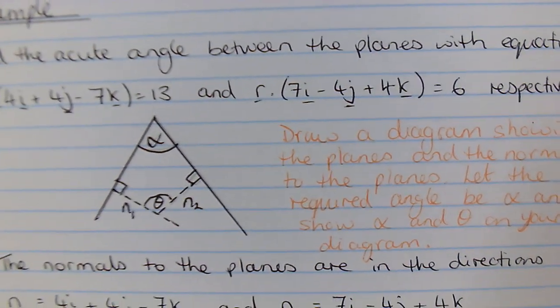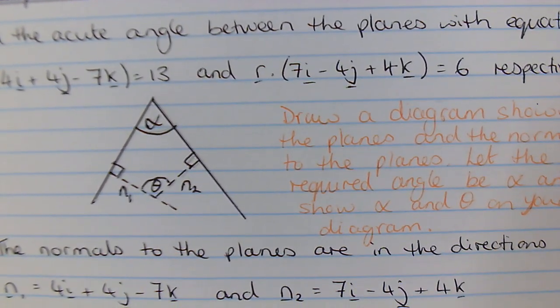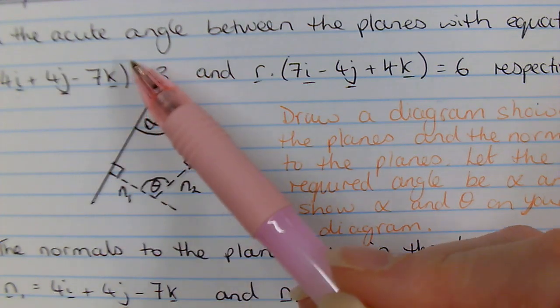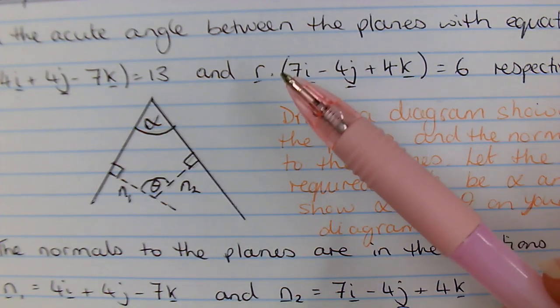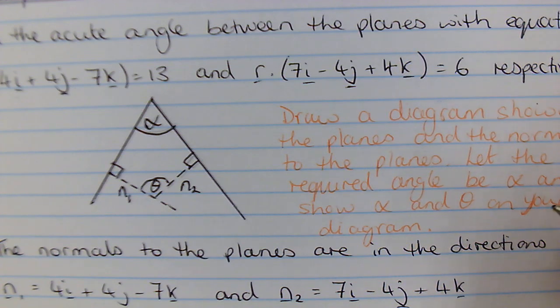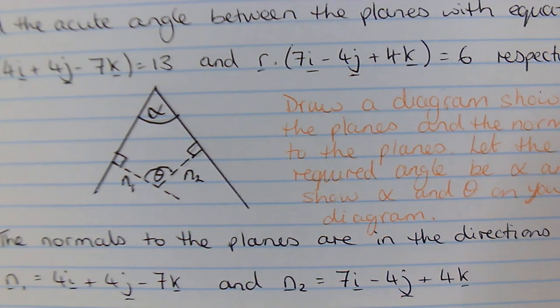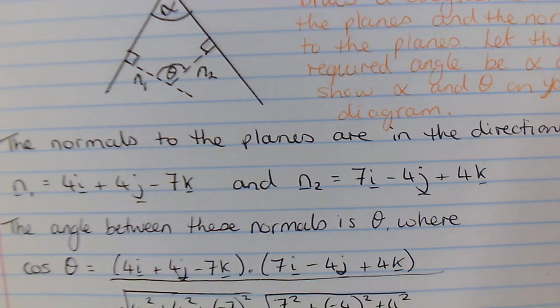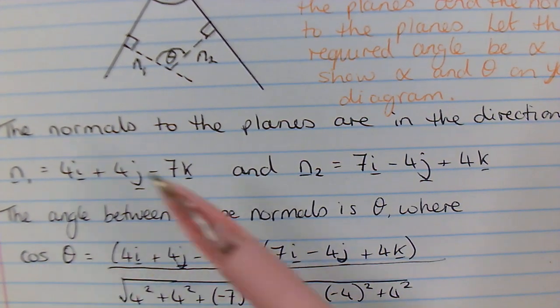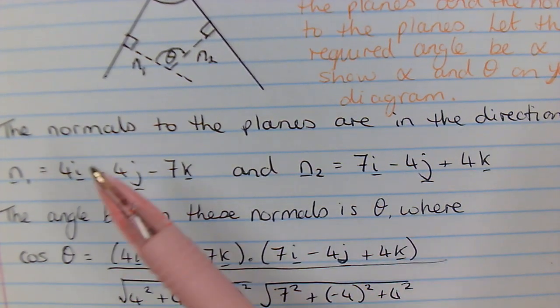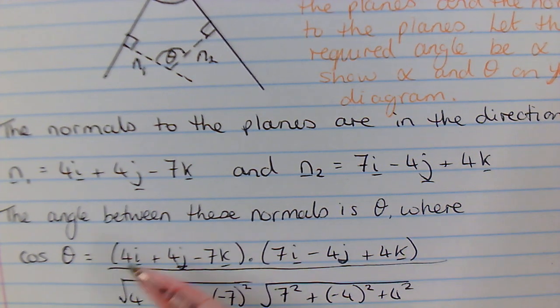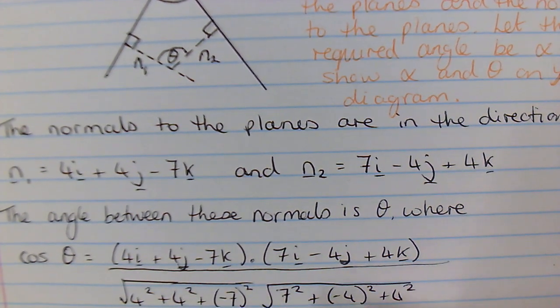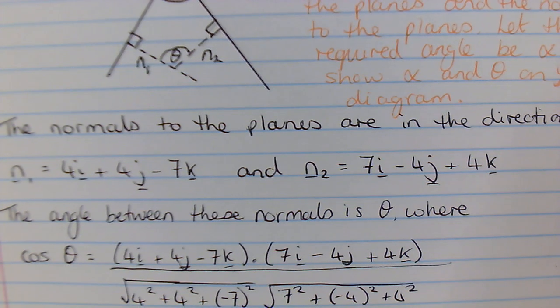So we can then write out, like we've just said, normal 1 would be 4i plus 4j minus 7k, and normal 2 is 7i minus 4j plus 4k. And using the same process that we've done already, we can find the angle using the dot product. So we've got cos theta is equal to normal 1 dot normal 2, doing your dot product, over the modulus of normal 1 times the modulus of normal 2, which is your Pythag.